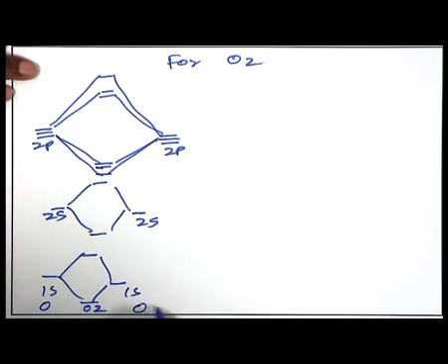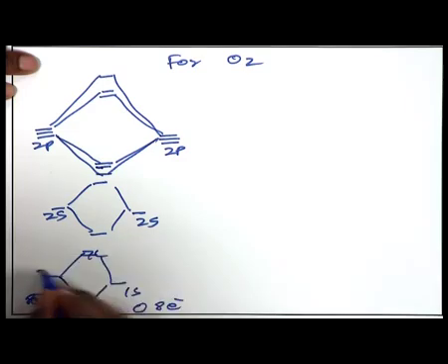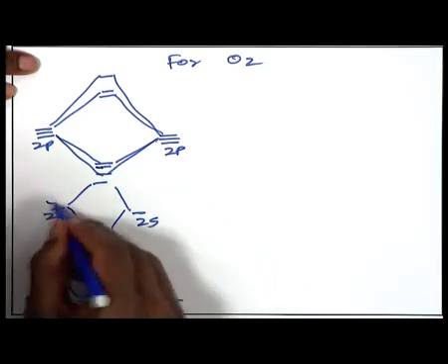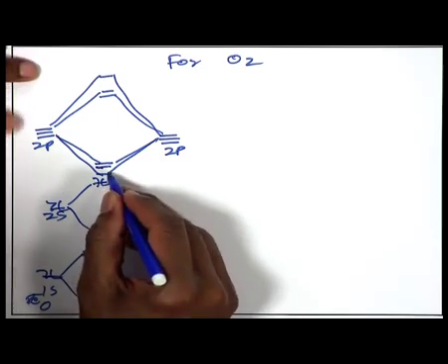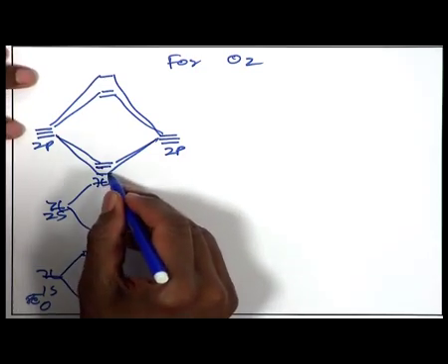Now, there are 8 electrons here, 8 electrons here, in total 16 electrons. 2 here, 2 here, here and here, here and here. And now, here the energy levels, the first orbital.